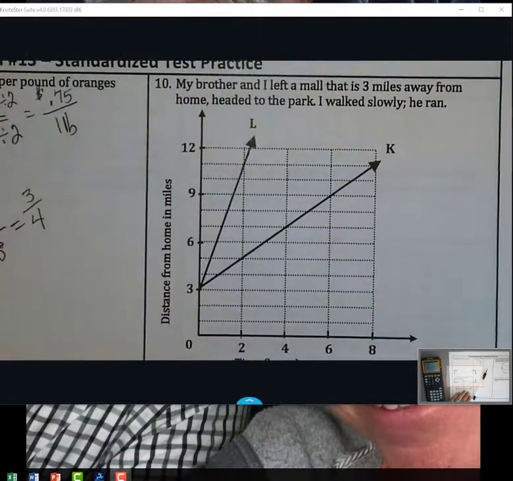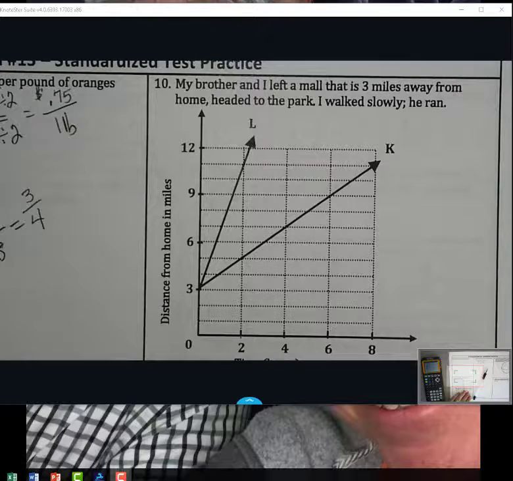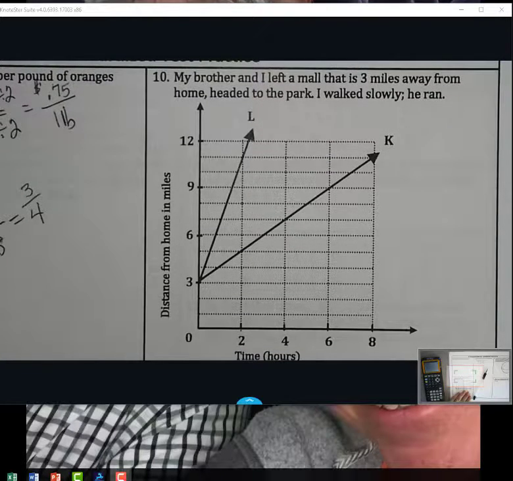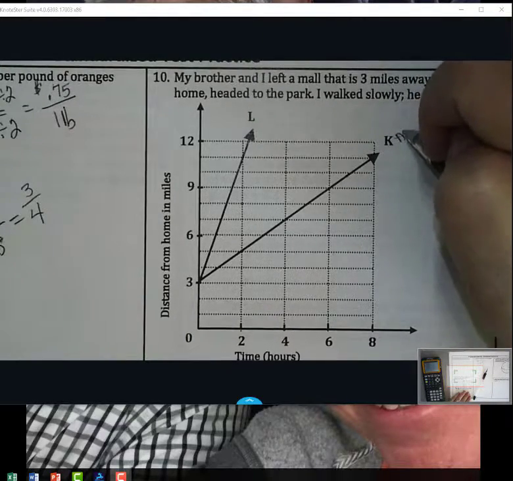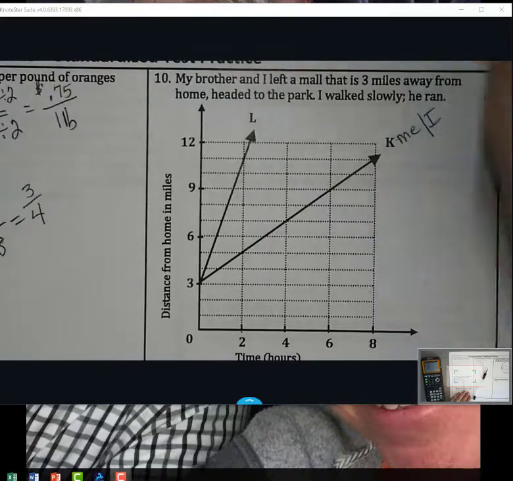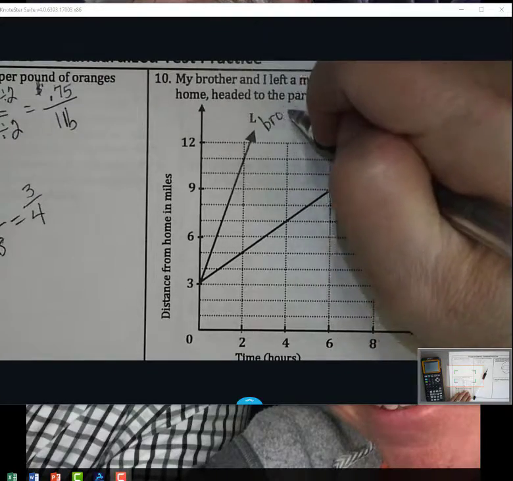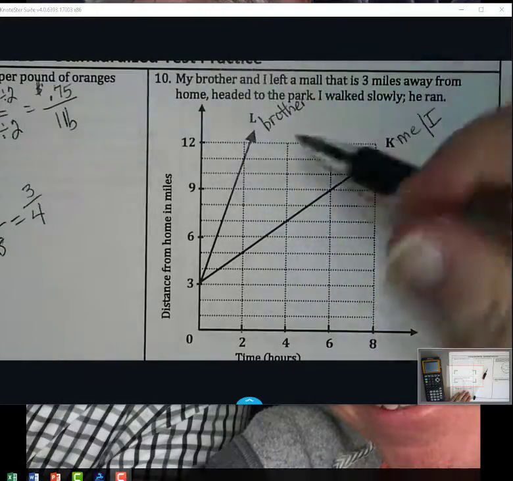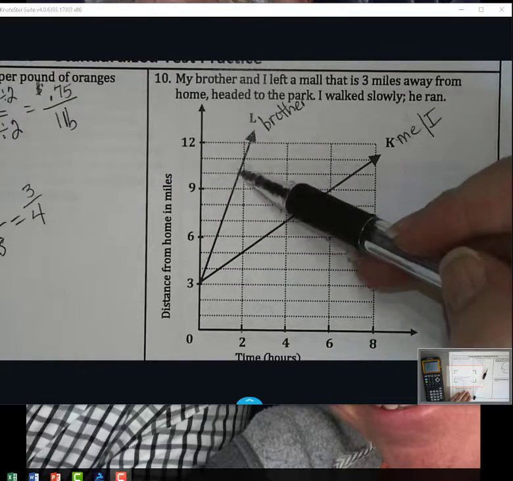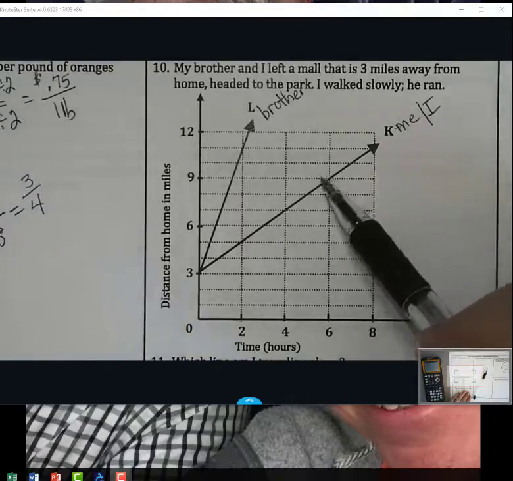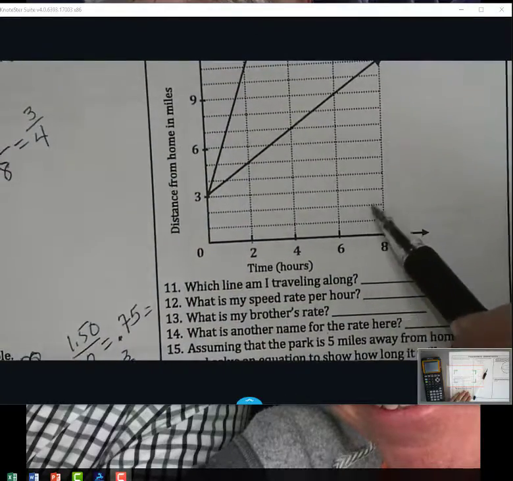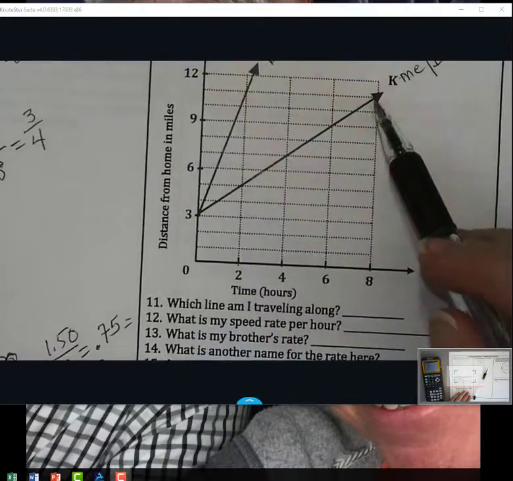My brother and I left a mall that is 3 miles away from home, headed to the park. I walked slowly, he ran. So this is the me or the I in the story, and this is the brother, right? Because the brother is going to get home faster, he is running home. And this is the slow walk. Which line am I traveling on? So that would be K.